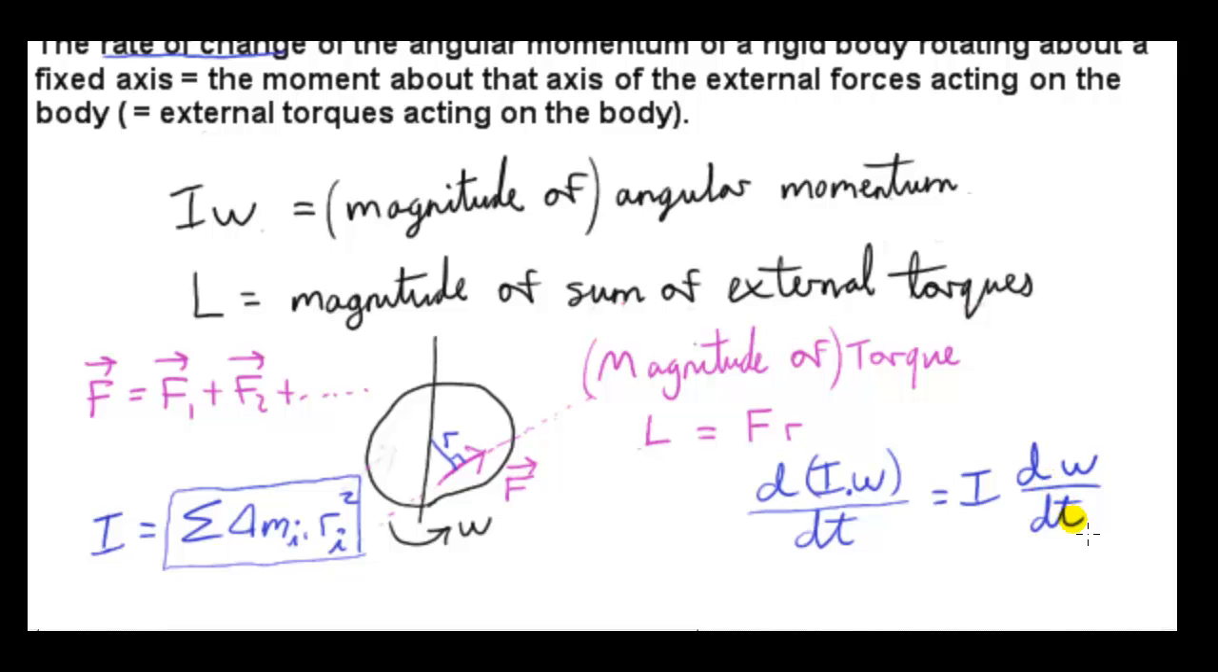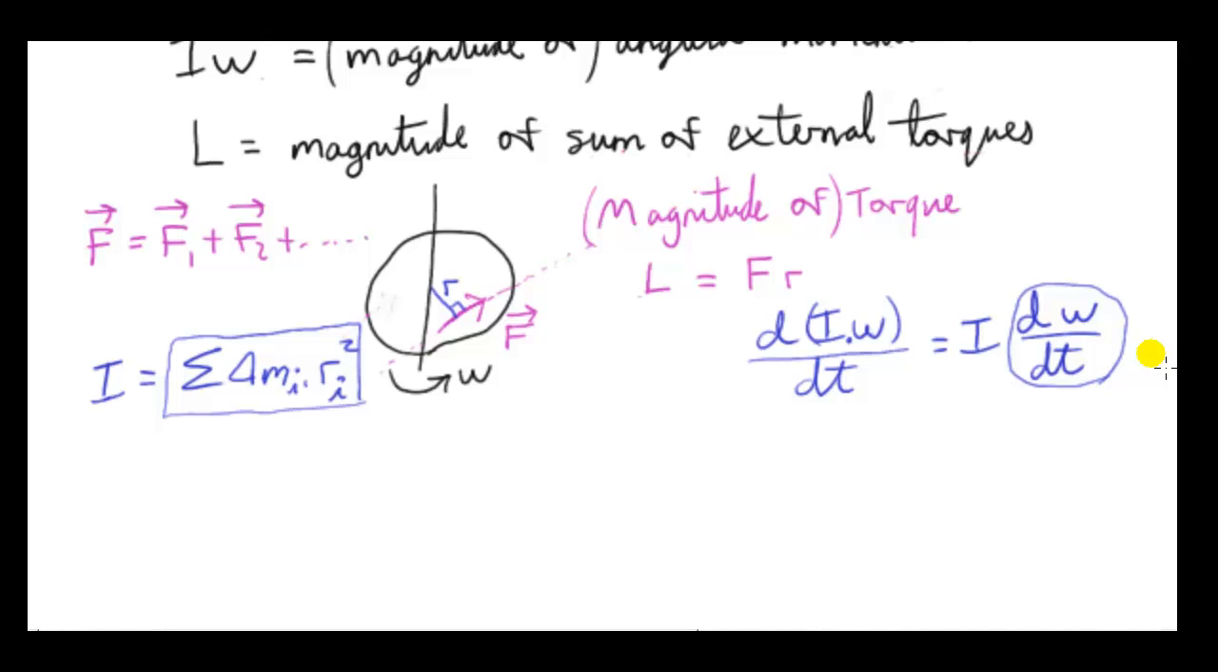Now this quantity could change. Omega doesn't have to be constant. If we apply an external torque to the body, omega could increase or decrease. If the body was at rest to begin with, well, applying an external torque will cause omega to go from 0 to some new value. So we can now write down the principle of moments. L is the magnitude of the sum of all the external torques. That's equal to I times d omega dt.